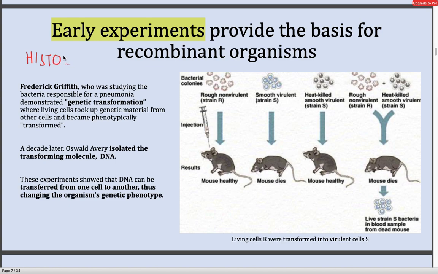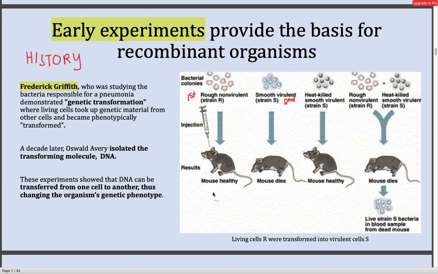So on the screen here, you see the Griffith experiment. It's called the Griffith experiment because it was done by a scientist called Frederick Griffith. If you look at the image on the left, they started out with two different strains of bacteria. The first strain is a non-virulent strain called the R strain. If it's non-virulent, it shouldn't cause any damage or hurt to the animal. So when they injected it into the mouse, the mouse was healthy.